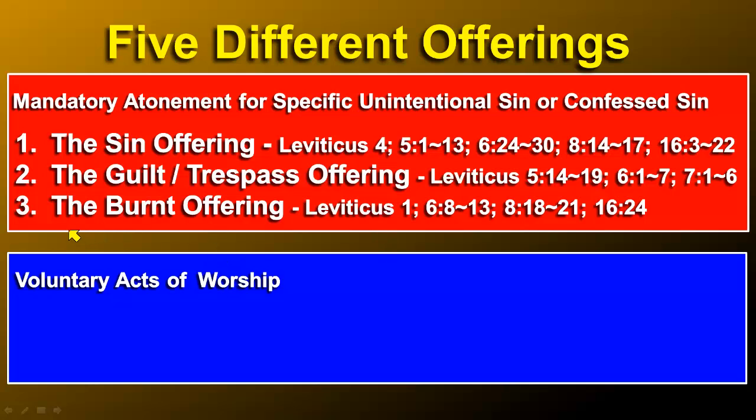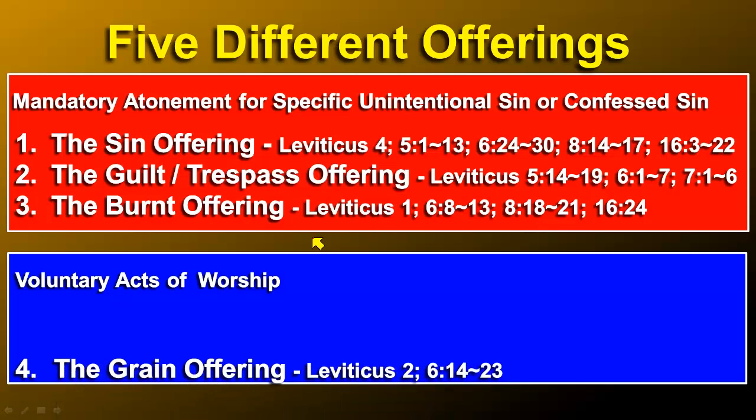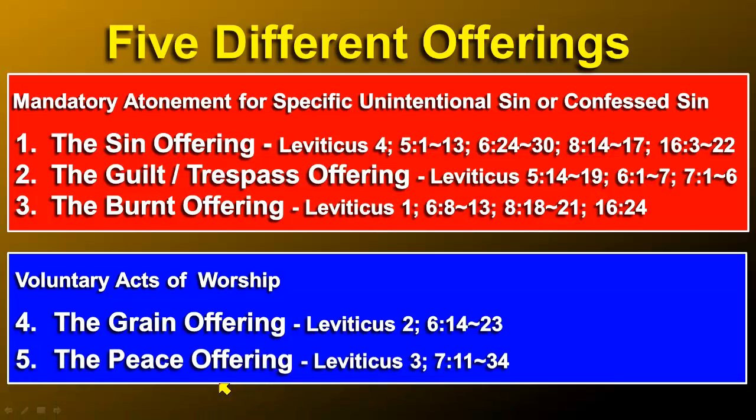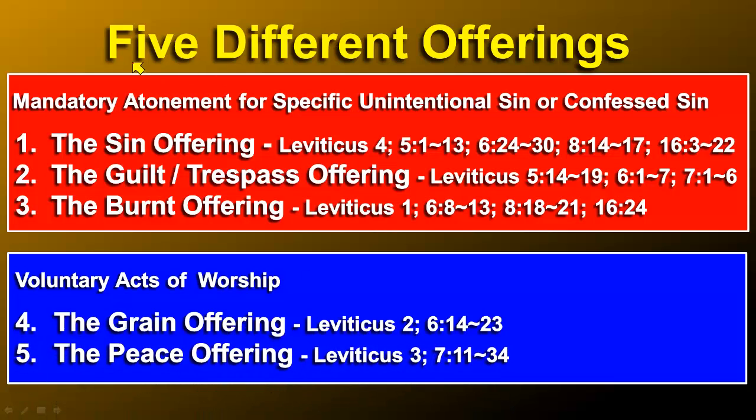Now the last 3 offerings were what are called voluntary acts of worship. Out of their love for God and God's blessing towards them, there were 2 offerings here. There was the grain offering and the peace offering. So there was a total of 5 different offerings. 3 were mandatory and 2 were voluntary.